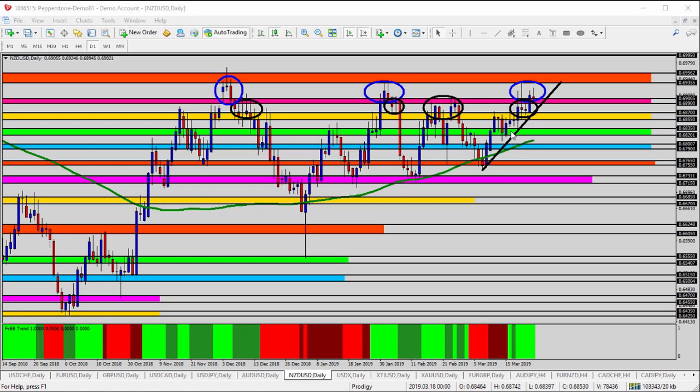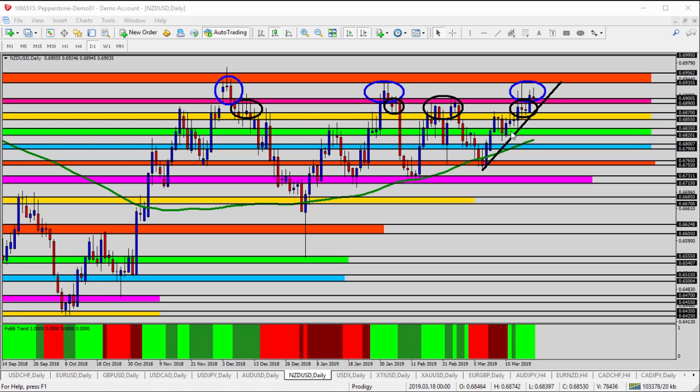That's close to 0.6935 at the bottom of the orange zone. And support at the pink zone. Pink zone is 0.69 down to 0.6890. So that is pretty much what the market's been doing for the past several months.